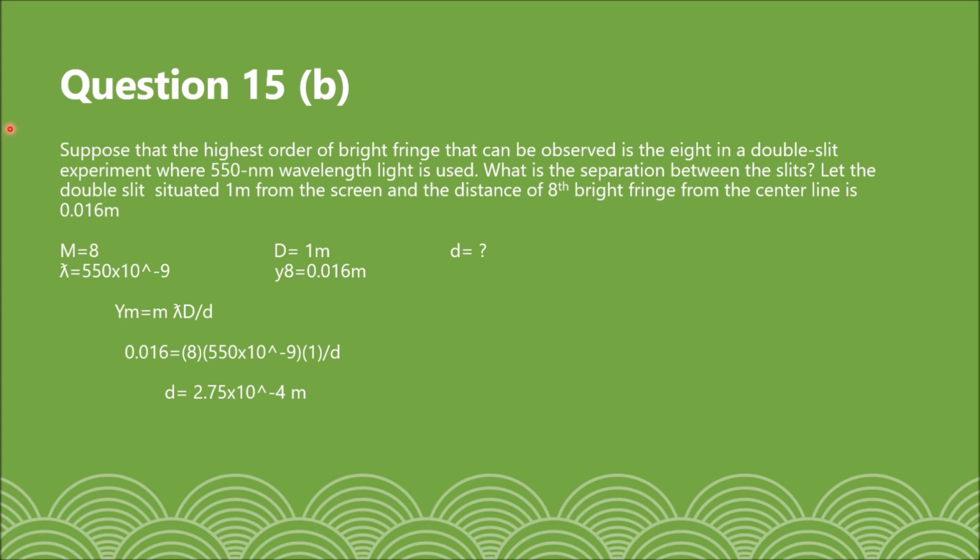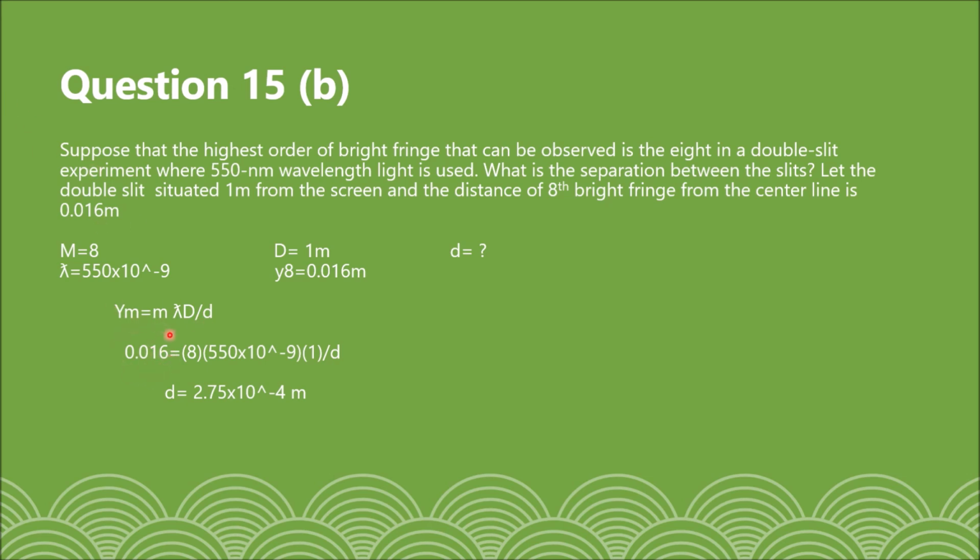0.016 meter. So the m here is 8 because the highest order observed is the 8th in a double slit. The lambda here is 550 times 10 to the power of negative 9. The capital D is 1 meter, and y equal to 0.016 meter. So what we want to search for here is the small d. So we use the formula ym equal to m lambda D over small d.